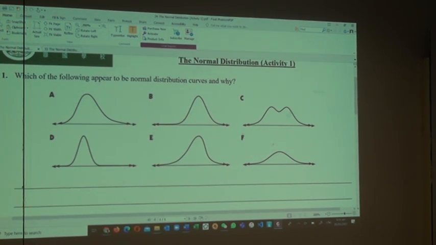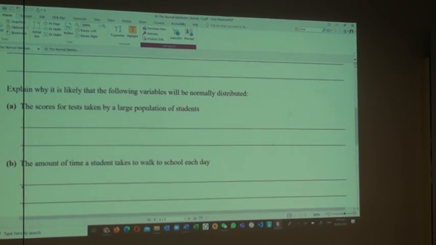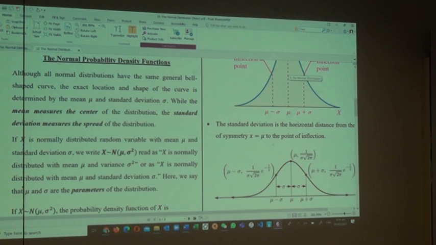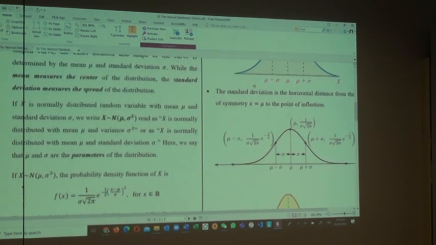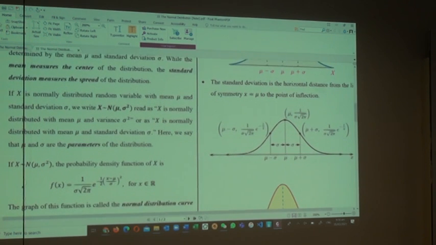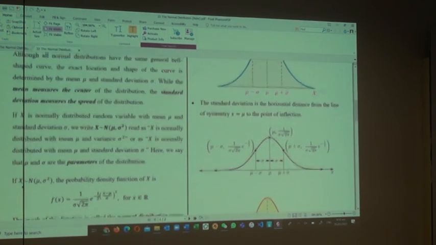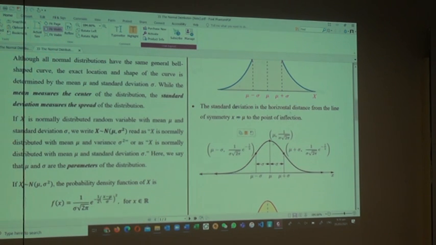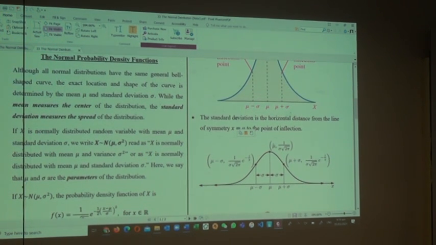Okay, one more minute, then you can finish up later, so we can move on with our wonderful mathematical life.